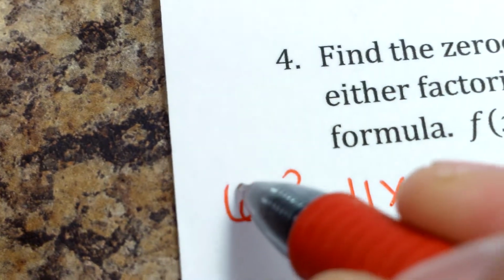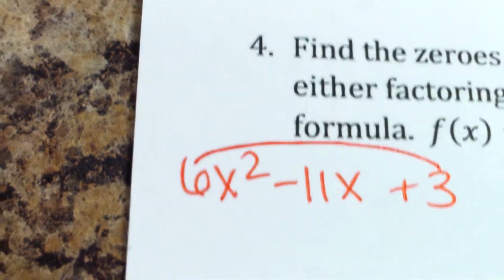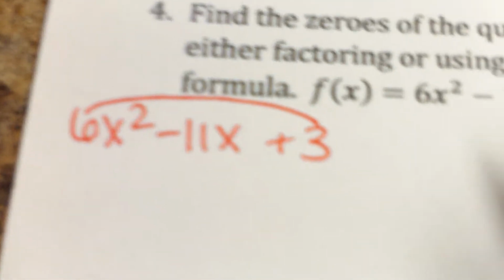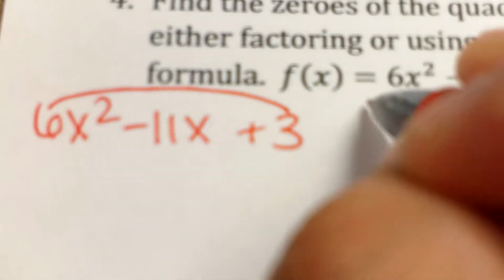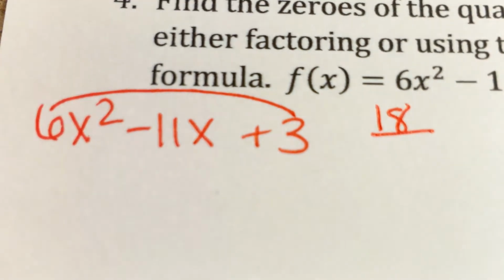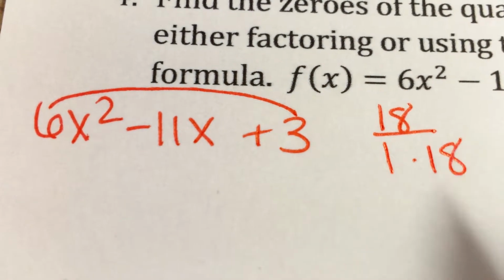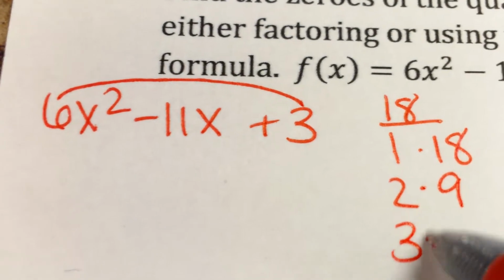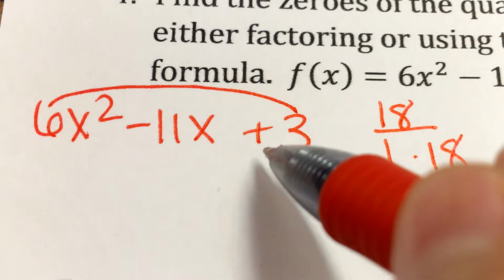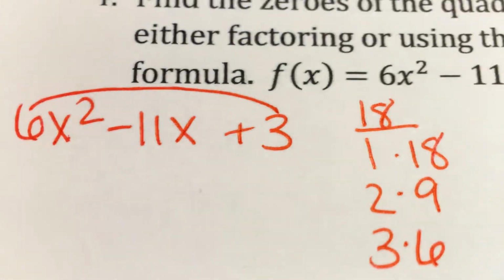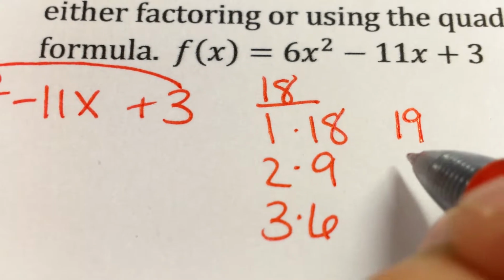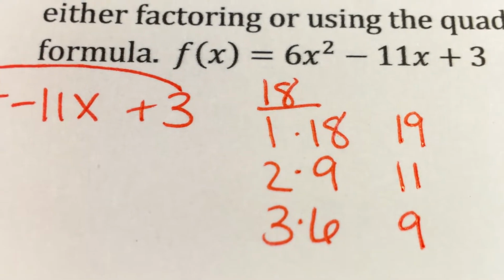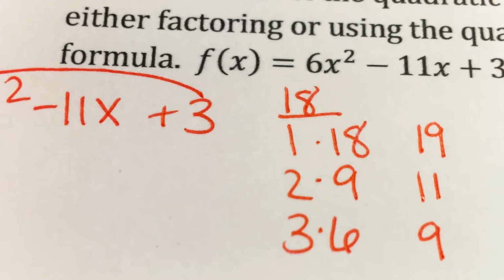We are going to multiply the 6 times the 3 because you have a number in front. Alright. Sorry about that, guys. It's because I have to hold it with my other hand. Okay. 6 times 3 is 18. Factors of 18. 1 times 18. 2 times 9. 3 times 6. They have to add. And they're also the same sign. Remember that. If you add, they're the same sign. So we're going to add the numbers. We have 19, 11, and 9. Add is the same sign.